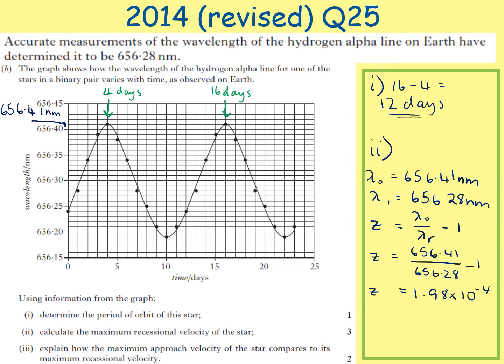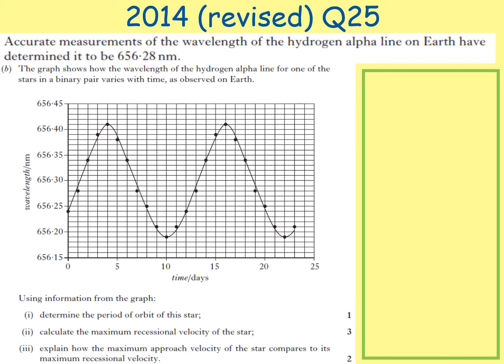But we're not finished yet. We need to calculate the maximum recessional velocity. So we need to use Z equals V over C. We've got our Z, it's 1.98 times 10 to the negative 4. That equals V over 3 times 10 to the 8. And I'm just about running out of space. I'll put it up here. So if we grab our calculator, we get 3 times 10 to the 8 times 1.98 times 10 to the negative 4. And we get an answer of V equals 59,400 meters per second.